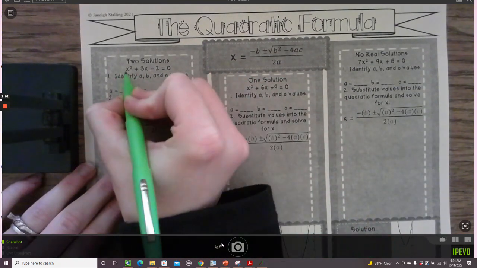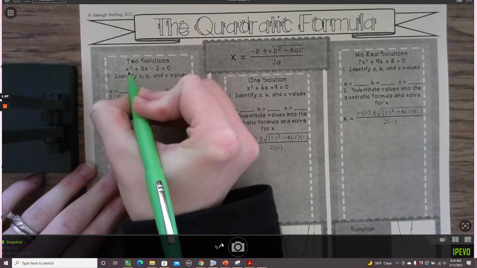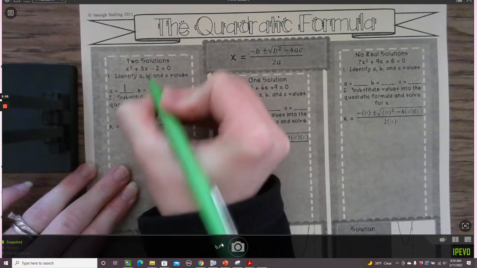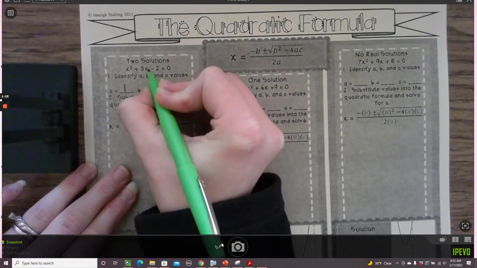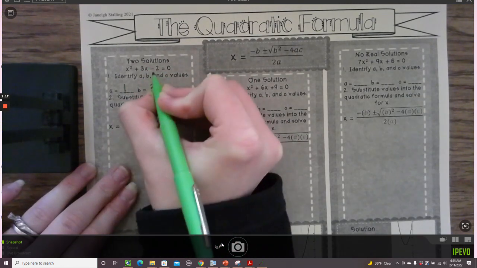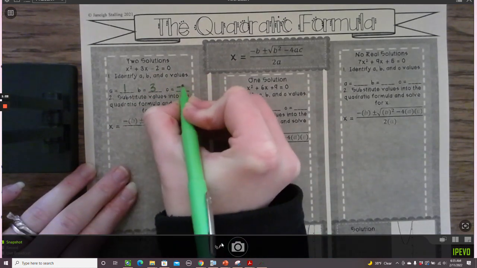So the a value is the coefficient for this x squared. There's no coefficient, it's just x squared. A equals 1. The b value is what's in front of the second term, or in front of the x. So here it's a 3. And then c is your constant term. So it's minus 2 here, so it would be a negative 2.